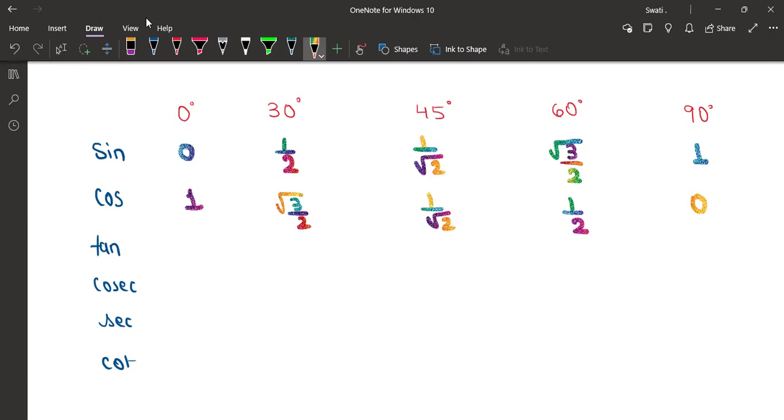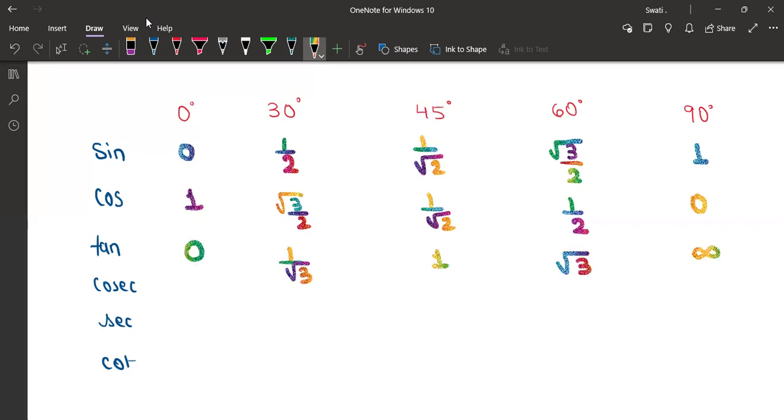Tan 0 was 0. Very good. Tan 30, 1 upon root 3. Very good. Tan 45, 1. Correct. Tan 60, root 3. Correct. Tan 90, not defined. Very good. So infinity.